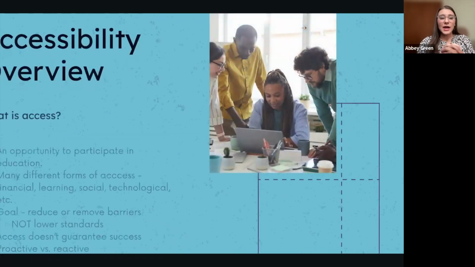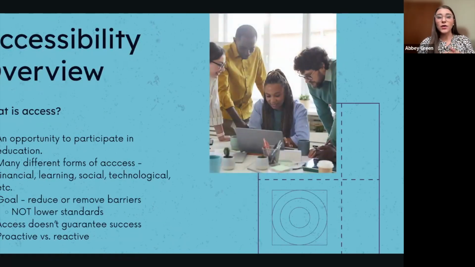So I will start by giving us an accessibility overview. And as we're thinking about this concept, a question that's really important for us to ask is, what is access? What does that mean? And how do we define it? Most simply, we can think about it as an opportunity to participate in education. Probably most commonly, we hear this talked about in relationship to academic or learning access for students with disabilities, which is part of my wheelhouse. So we can think about a student who's blind or visually impaired.